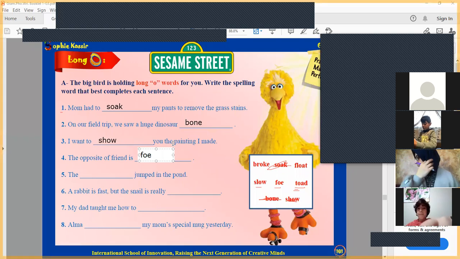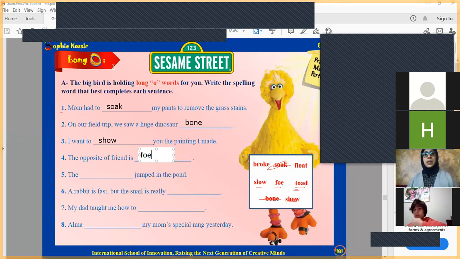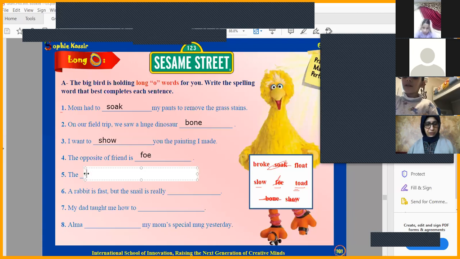Let me have Hassan Jibai. Yalla Hassan Jibai. Number 5, Hassan. The what jumped in the pond? What jumps in the pond, ya Hassan? You have broke, float, slow, or toad? Cloud. I didn't hear you well. Cloud. Toad, yes. Yes, toad. Bravo, miss. Correct. I did them all.